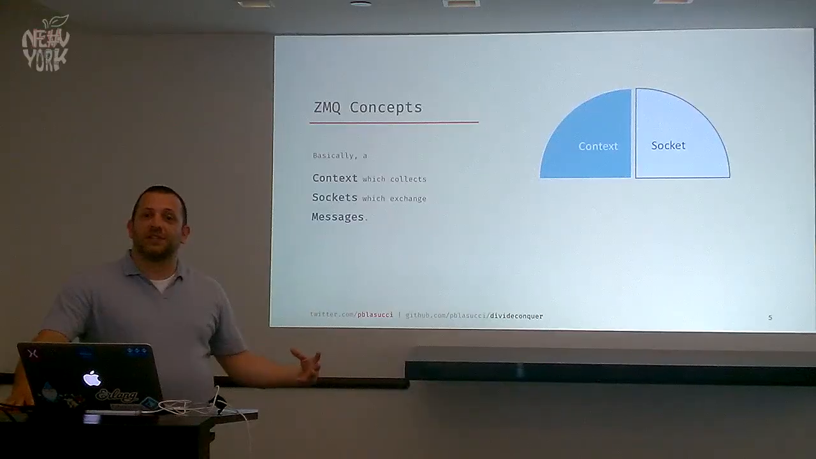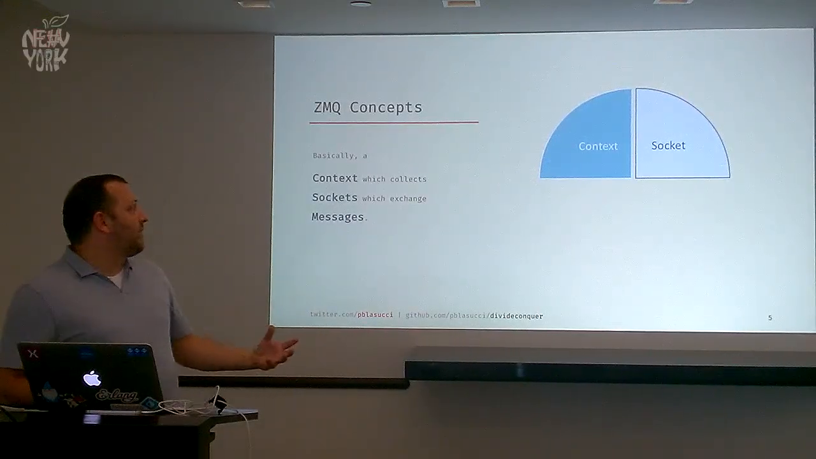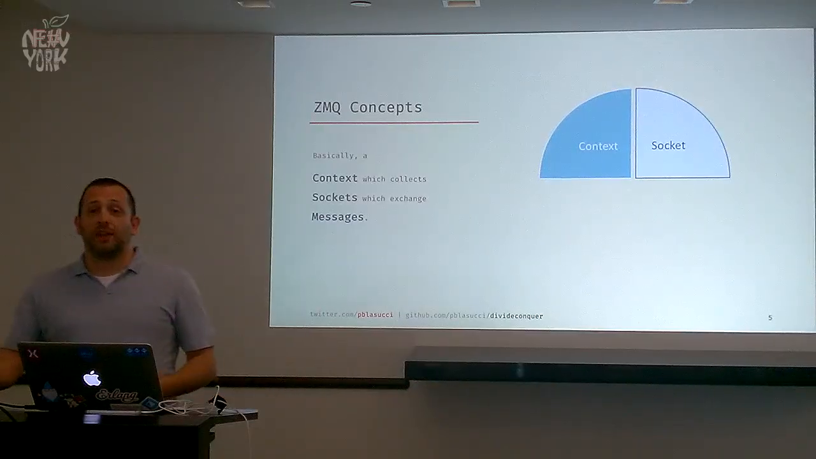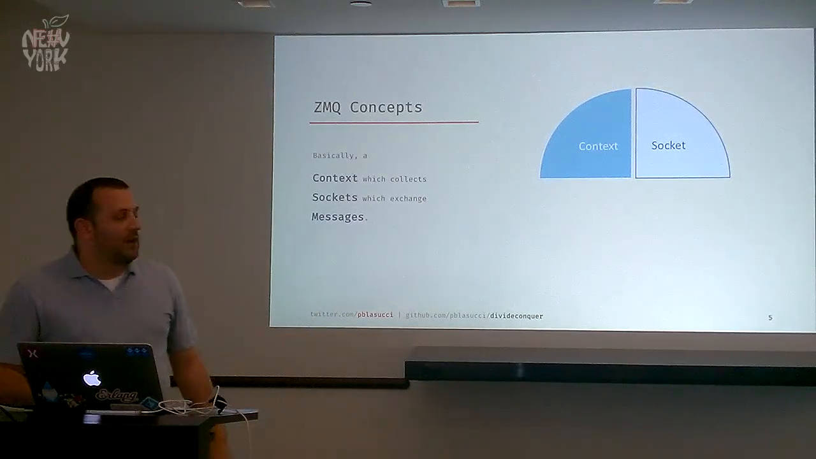You talk about agent-based systems, actor-based systems. A system of one actor is no system at all. The same idea goes here. You're going to have at least two sockets, one on one end of the channel, one on the other end of the channel, as messages flow between sockets.